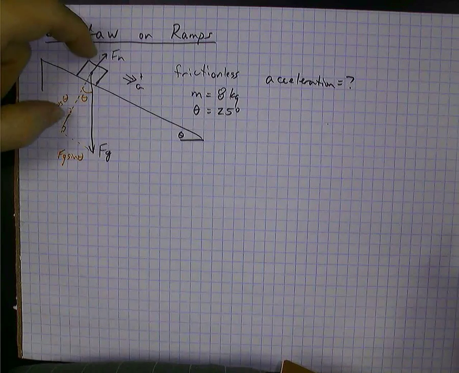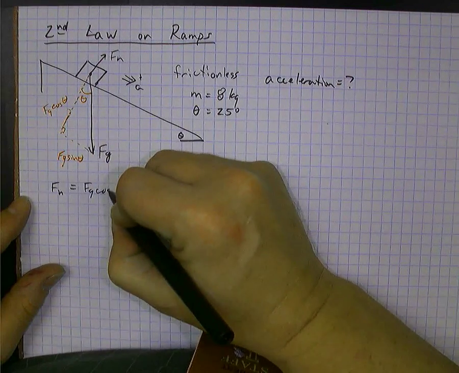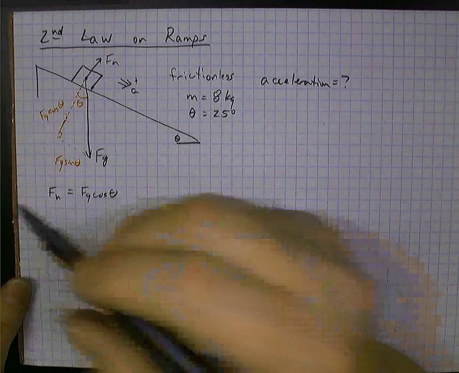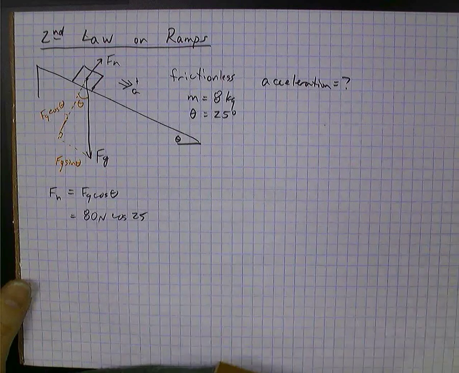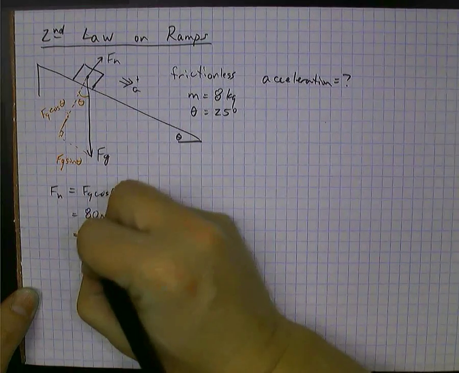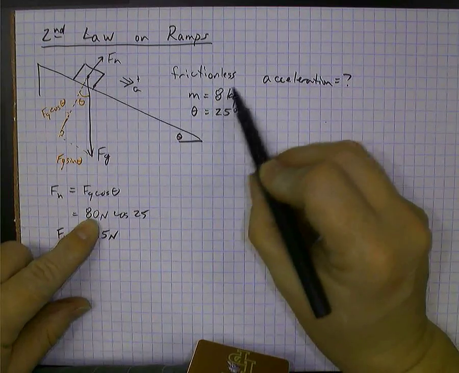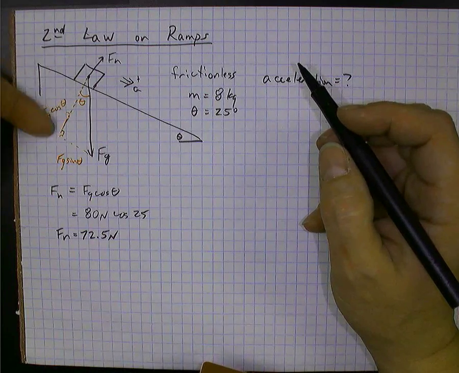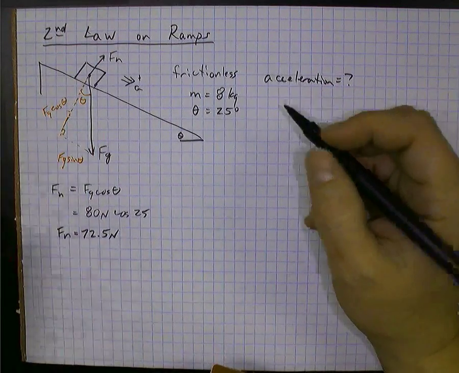From this diagram, it's fairly straightforward to see that Fn is balanced with Fg cosine theta. So from that information, we can find the value of the normal force. This would be 80 newtons times the cosine of 25, which gives me 72.5. I got 80 again because 8 kilograms would give you 80 newtons. 72.5 newtons for all of this. That means this portion of the force of gravity is 72.5, and it's balanced by the normal force, which would also be 72.5. So those two values are equal.